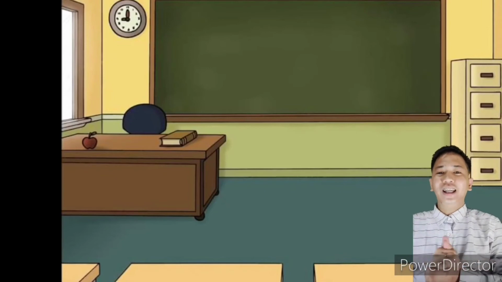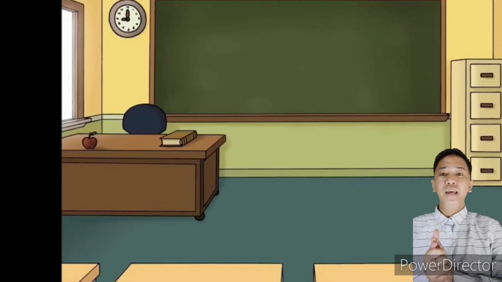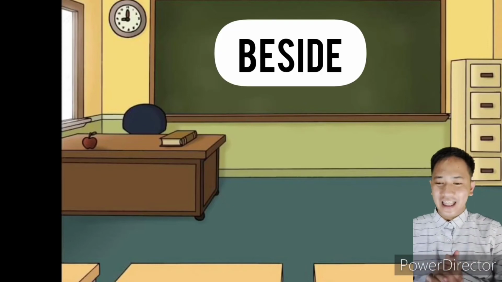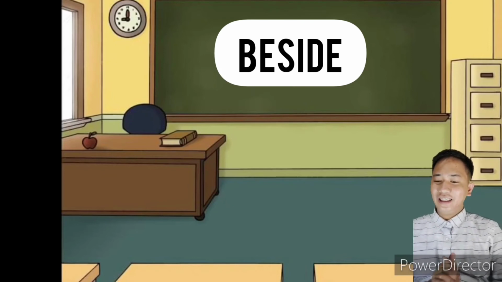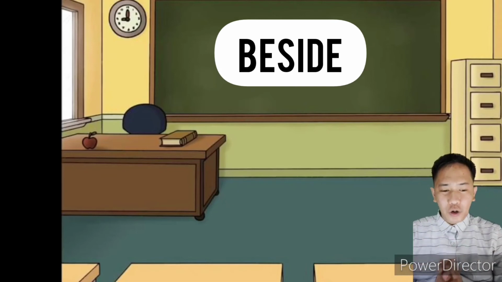And now, it's your turn to construct your own sentences using the words in front of, beside, behind, and between. Let's start with the word in front of. Yes, Julie. Very good, Julie. How about Julius? Awesome, Julius. Next word is beside. Yes, you want to try? Juliet? Fantastic. How about you, Ivan?